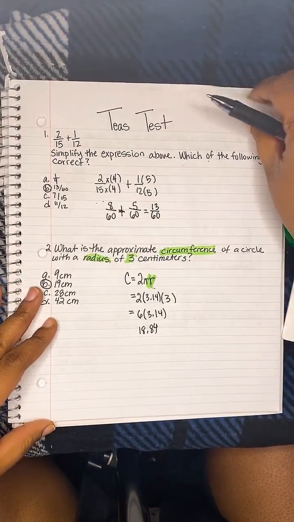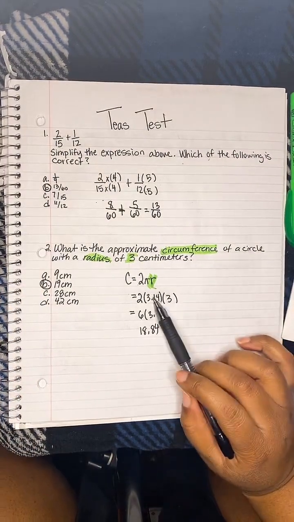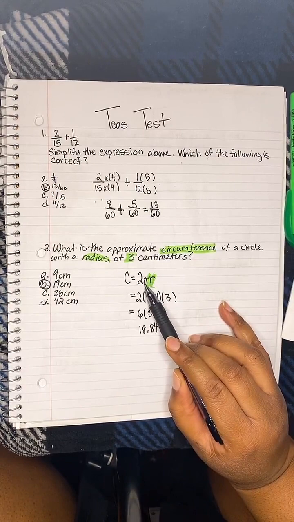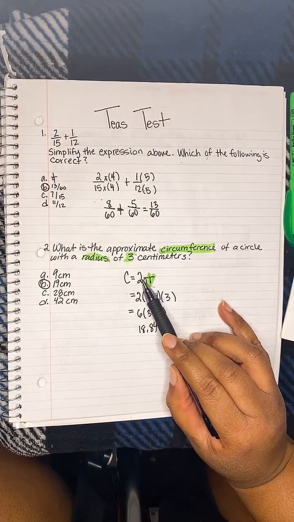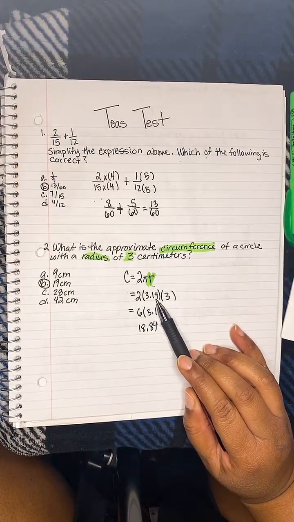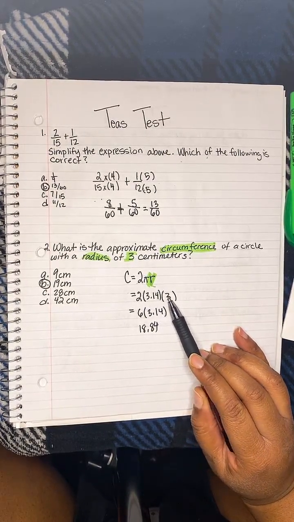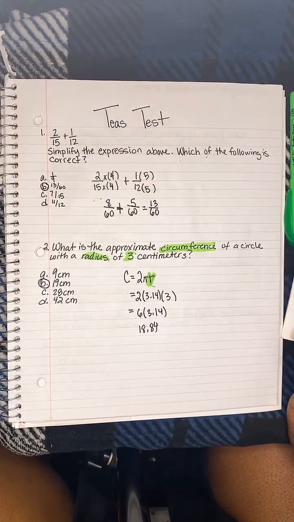So good. What's the 3.14? The 3.14 represents this symbol right here. And this symbol is called pi. And so this is not the whole entire number. Pi goes on forever and ever and ever. But we use 3.14 for pi. Great question, okay?